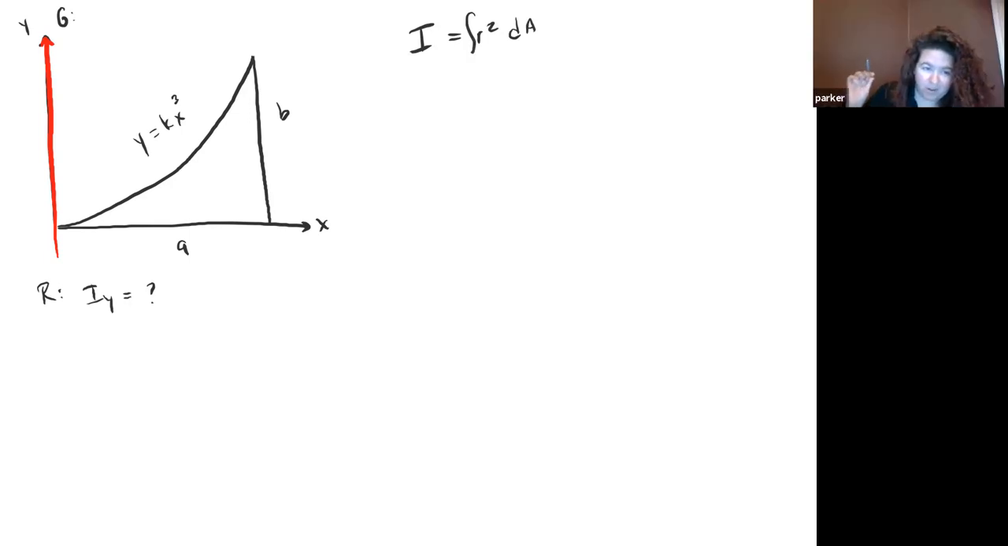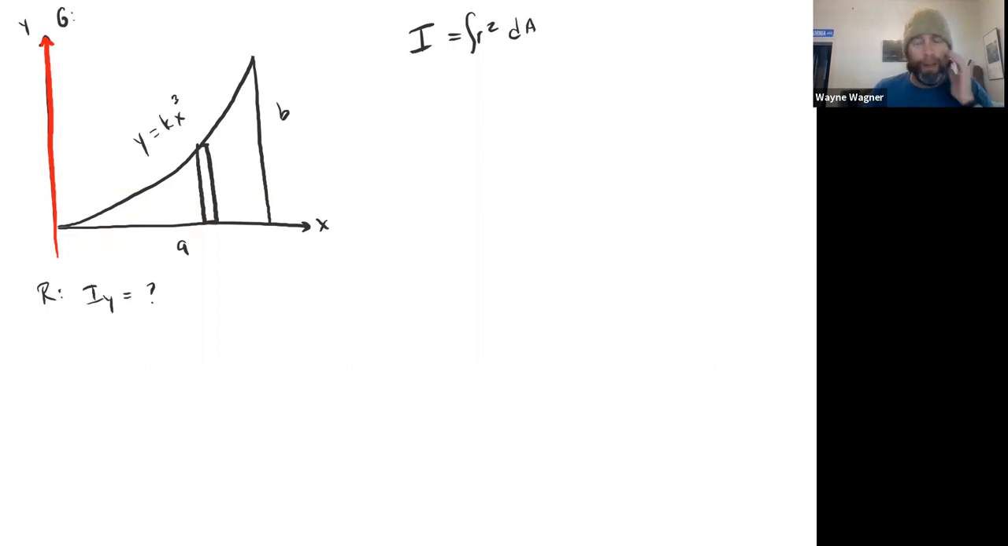Same way as before from the x-axis up. Wait, yeah. So we want them to be parallel to the axis we're taking it with respect to. Yeah. So ideally, we're going to go like this. So notice that the box is parallel to the line, to the red line. Okay, that's important because that means that every point in that box has the same radius. Okay, that's key. Okay, and what is that radius?